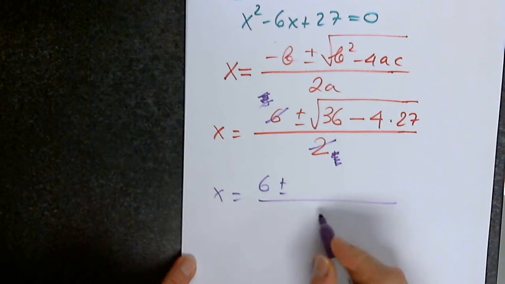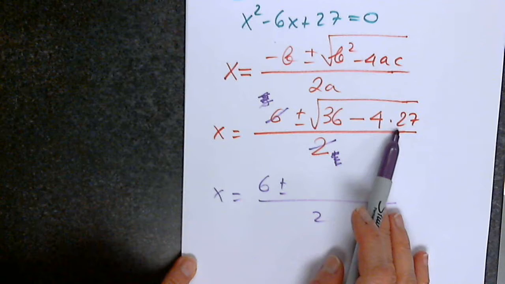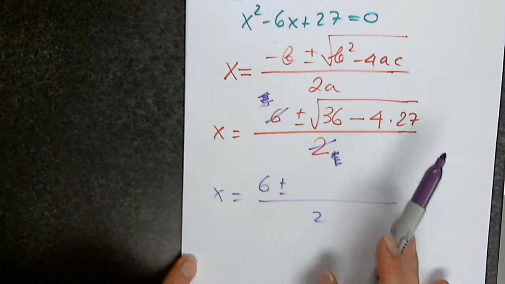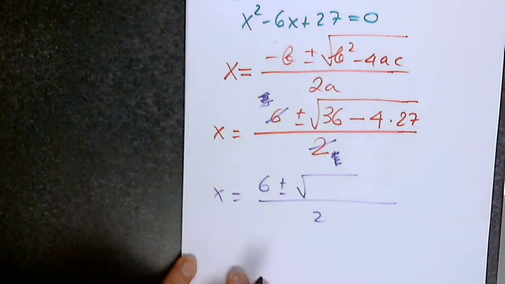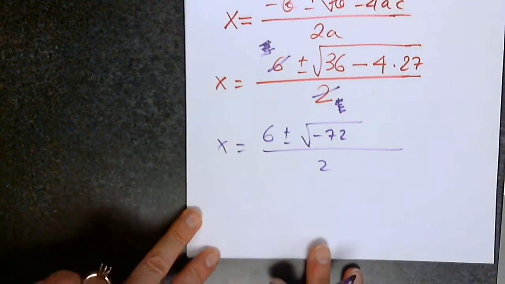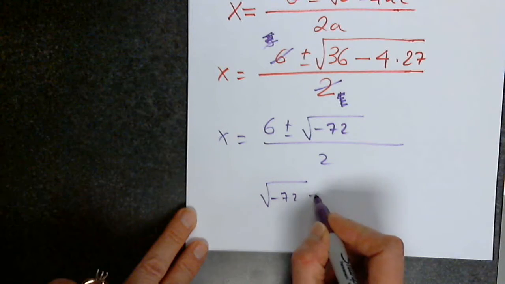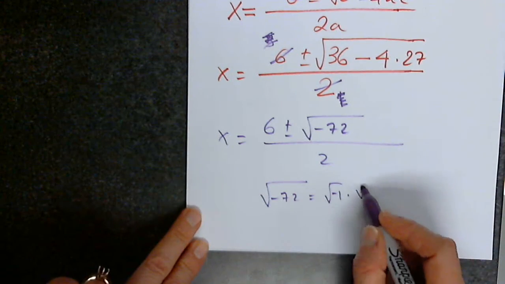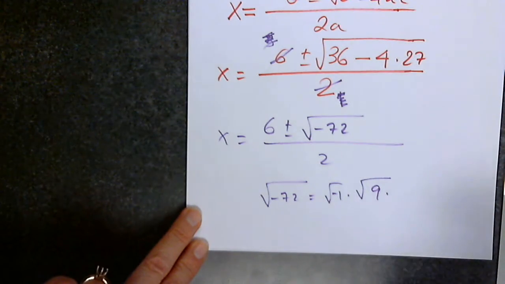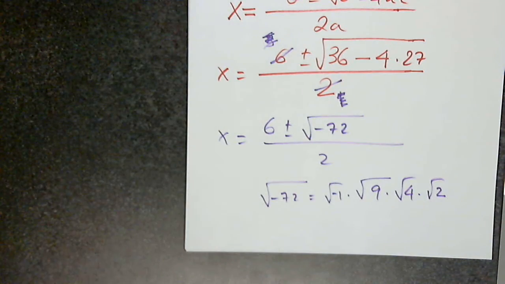So 4 times 27, that's 54 plus 54, right? 108. And then 36 minus 108, negative 72. Thank you. Perfect. Now I have to work on negative 72. So the square root of negative 72. So this is the square root of negative 1 times the square root of 9 and 8, right? The square root of 9, but 8 is 4 and 2. The square root of 4 and the square root of 2. Would you agree so far?